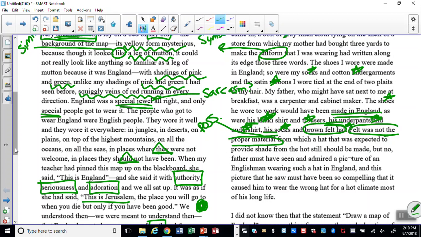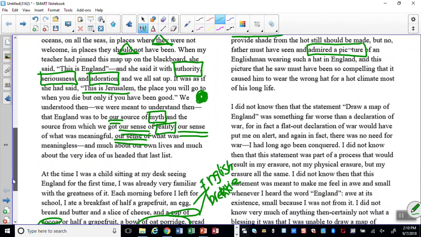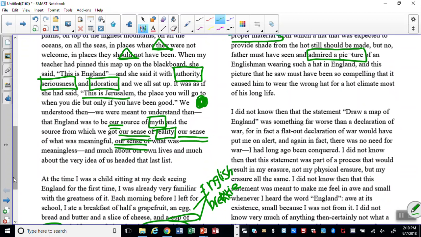All right, but no, father would have been seen as admired. So here I'm going to put revere again because the father admired the picture of an Englishman wearing such a hat in England. And that's a clue to me. Did other people revere England, or did they see it like Kincaid saw it? All right, so let me keep going. And then same thing, so compelling. And then again, wrong hat for a hot climate. Ooh, that's even better than the felt hat.